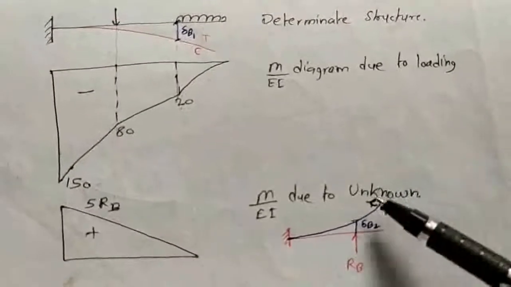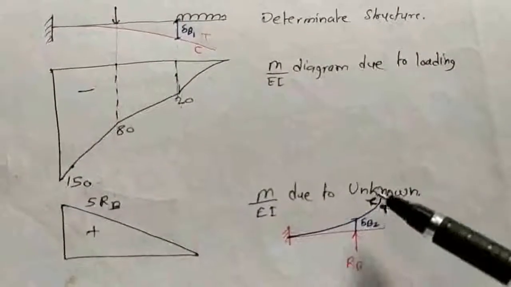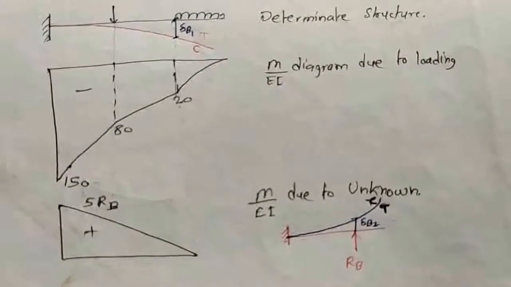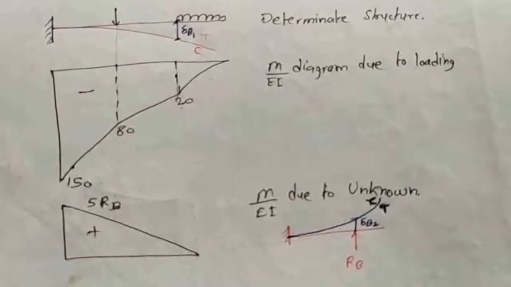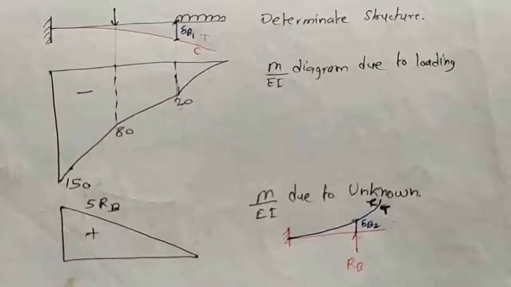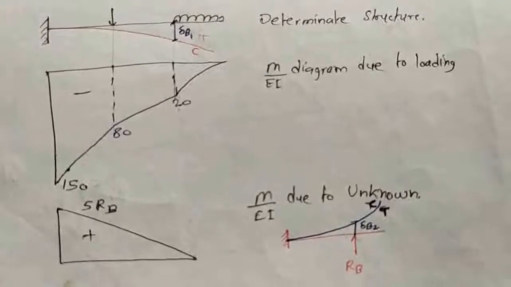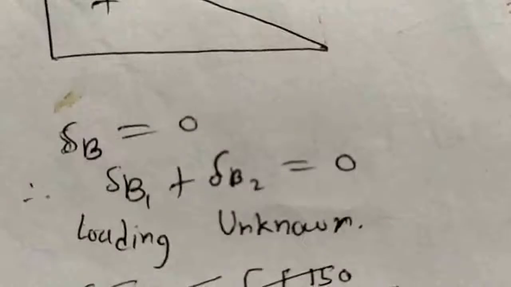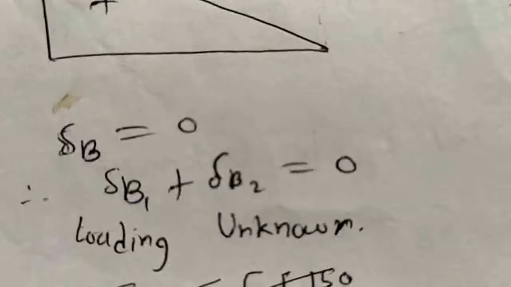So you can use the sign convention as displacement in the direction of the unknown. First of all, apply the unknown. Because of the unknown we are getting upward displacement. Displacement in the direction of the unknown, take it as positive. You can take this second sign convention. If you are not getting the sagging or hogging concept, you can use this other sign convention. Next step is to apply the compatibility condition.